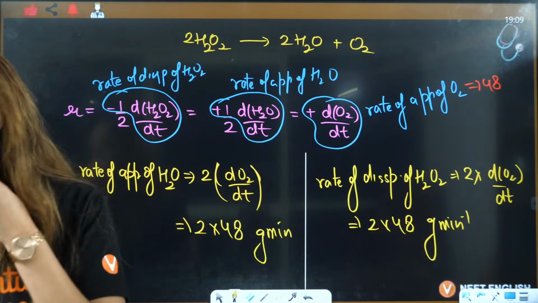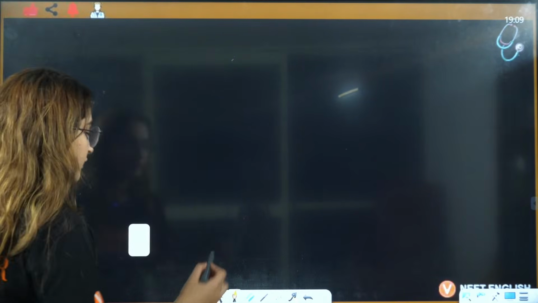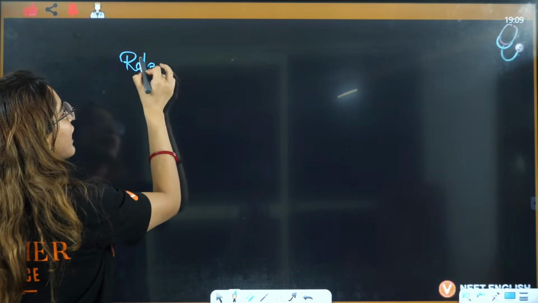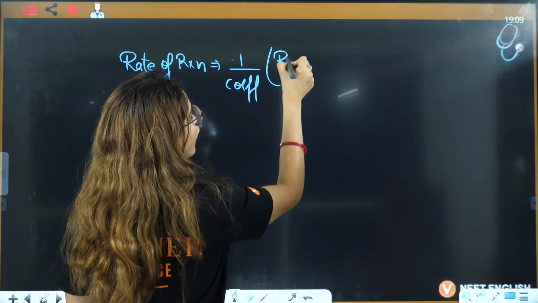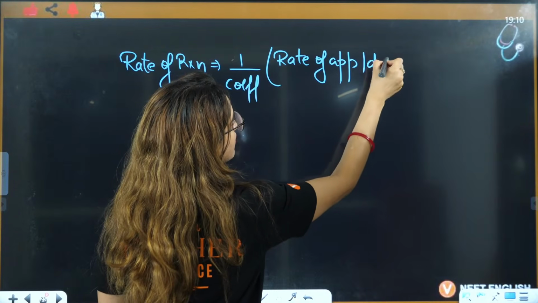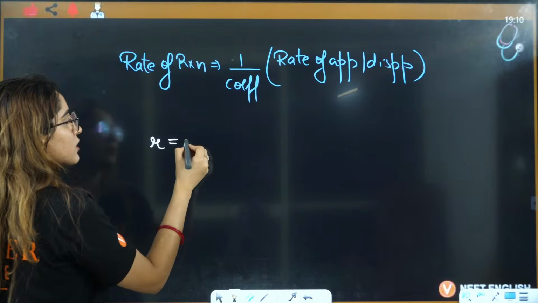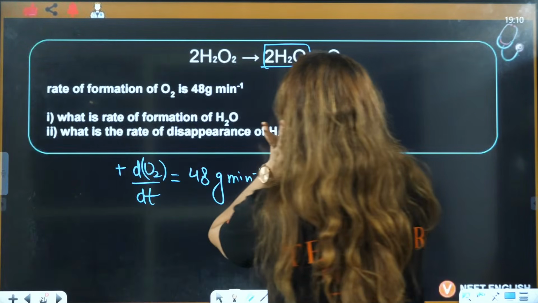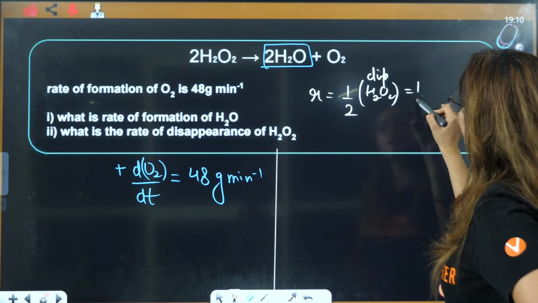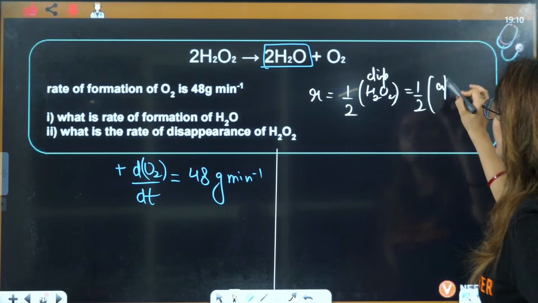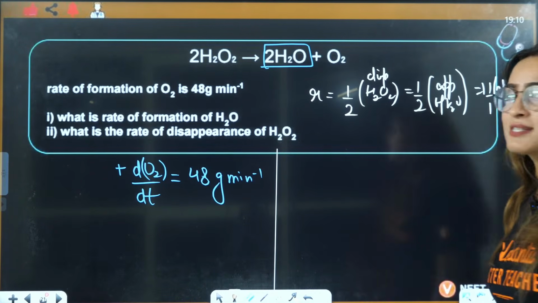Okay, understood everybody, right? Now, one simple trick if you want to use here. Always remember, we know that rate of reaction is equal to 1 by coefficient times the rate of appearance or disappearance. So if they simply tell me that the rate of the reaction is R, let's apply this trick here. The rate of the reaction will be equal to 1 by 2 of the disappearance of H2O2, and this is 1 by 2 of the appearance of H2O, and this is simply 1 by 1, nothing but the appearance of O2, right?